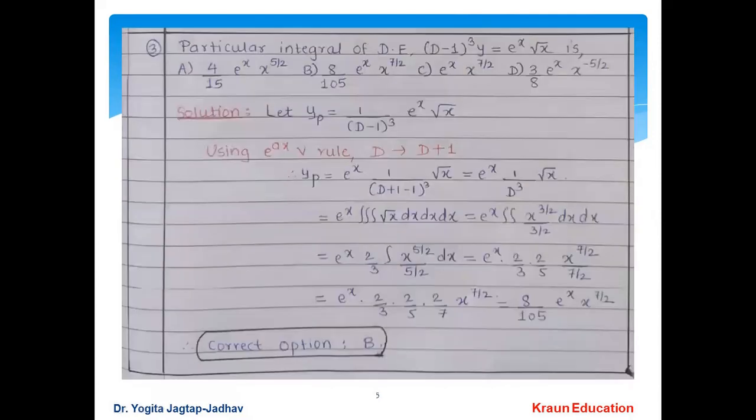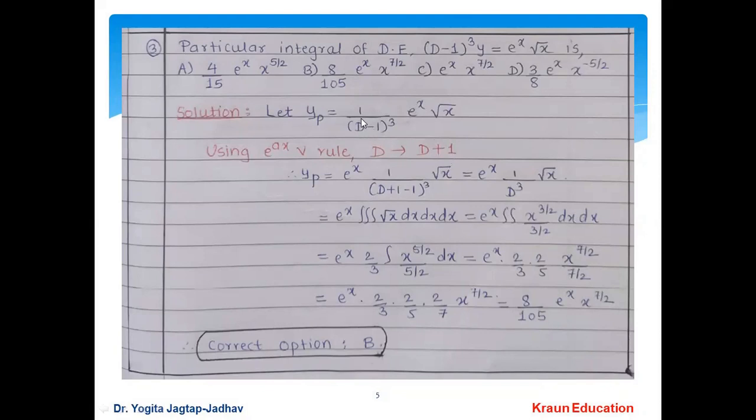Now look at this third example, to find out the particular integral of this differential equation d minus 1 cube operating on y equal to e raised to x into root x. We have yp equal to 1 upon d minus 1 cube e raised to x into root x. Again, we have to use here the e raised to ax into v rule, and according to this rule, we have to replace d by d plus a. Here the value of a is the power of the exponent, that is equal to 1. Therefore, we should replace d by d plus 1.